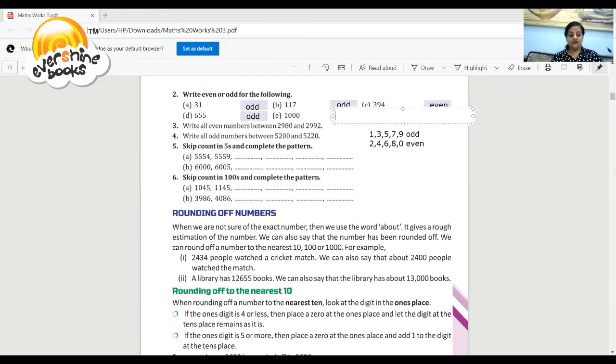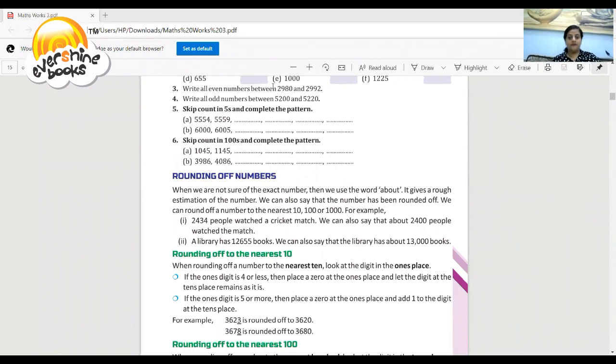1000 is an even number. Why? Because there is 0 at one's place. 1225 is an odd number because at one's place it is 5. Write all the even numbers between 2980 and 2992. So let's start by writing.